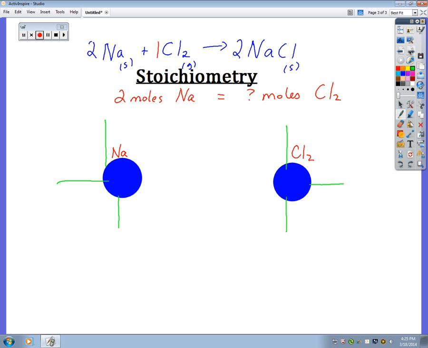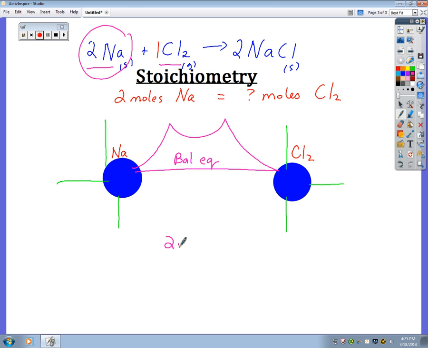Okay? Now, what is the link that you see in front of you between sodium and chlorine? There is a bridge between the 2 of them, a relationship, and that relationship is my balanced equation. My balanced equation links or shows me a relationship between sodium and chlorine. It tells me that for every 2 sodiums, for 2 moles or molecules of sodium, I need 1 mole or molecule of chlorine. That's my relationship between the 2 of them. Now this has a fancy name, because of course it does. It's called a molar ratio.